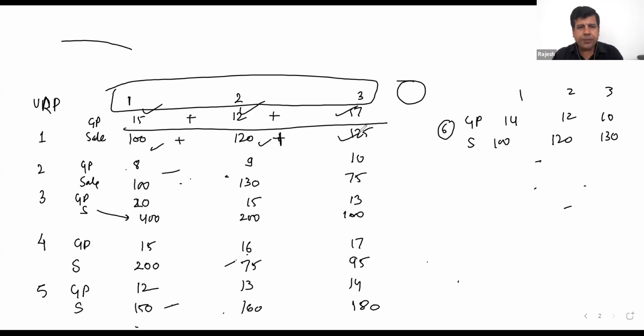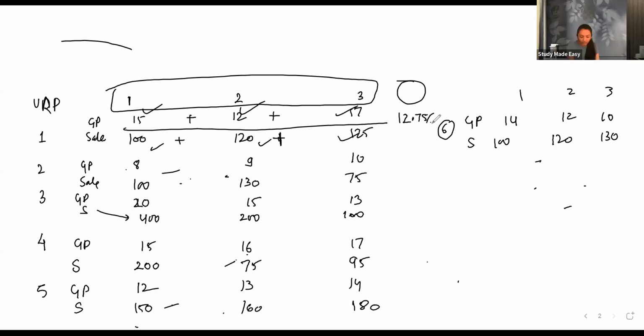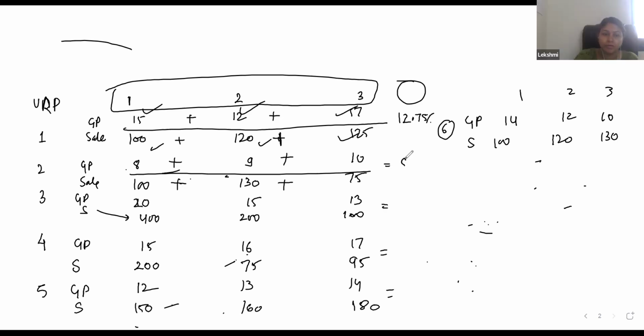12.75. Yes? 12.75. Quickly for next. Again, add all these 3 divided by iska total. Tell me total. 8.85. This third year ka.